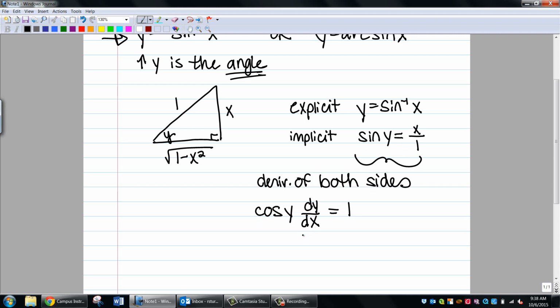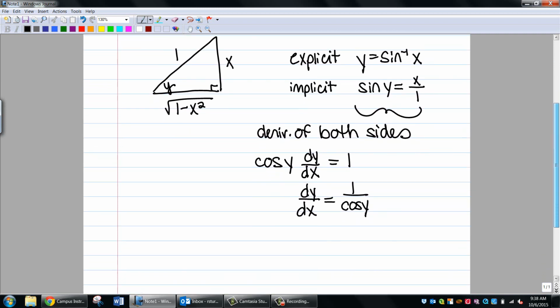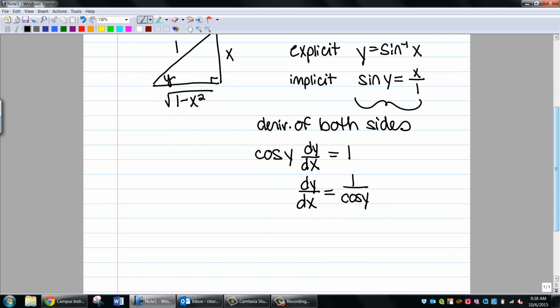So now we need to get dy dx by itself. So dy over dx equals 1 over the cosine of y, except that's in terms of y. We don't really want to leave things in terms of y. So we think, okay, what is the cosine of y if we go back to our triangle?